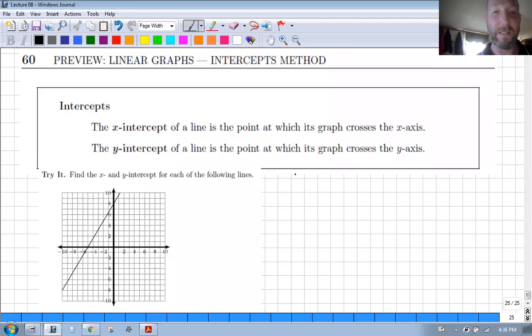Find the x and y intercepts. Well, here's one. That is (0, 8). That's the y-intercept. So this is the y-axis. This point is (-5, 0). That's the x-intercept. Notice y is 0 here and x is 0 here.